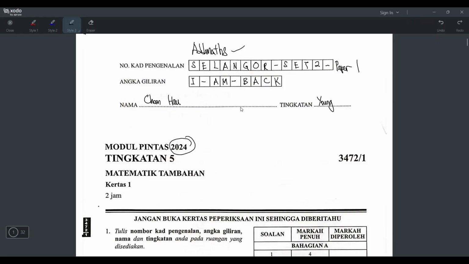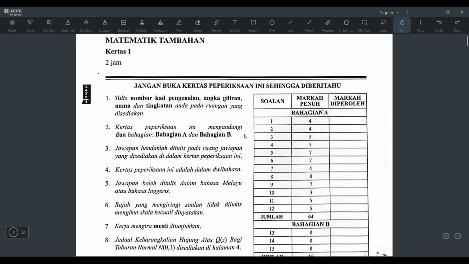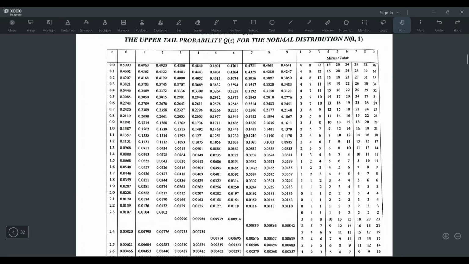I'm back now because the trial is this month, and I also saw a few comments asking me to make trial videos for batch 08. Two comments asked me to go through this paper, the Selangor Set 2 Addmaths paper. So here I am. I will go through this paper with you, and hopefully this helps you for your trial that is coming soon. Okay, let's start now. I will skip through the formulas.